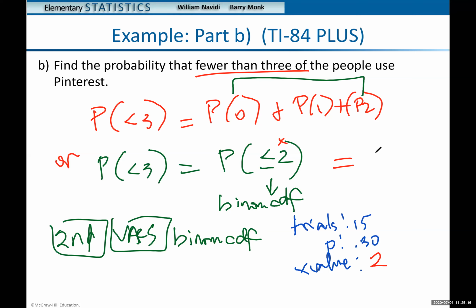And what is the answer? Is it 0.0916? No. Yeah, it's 0.1268. Yes.